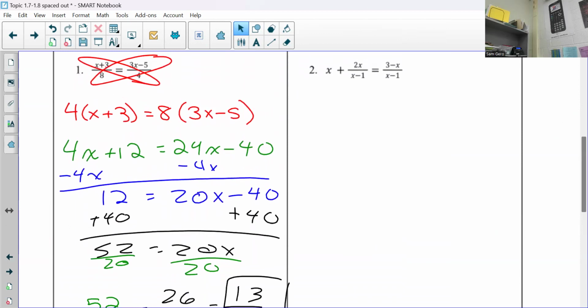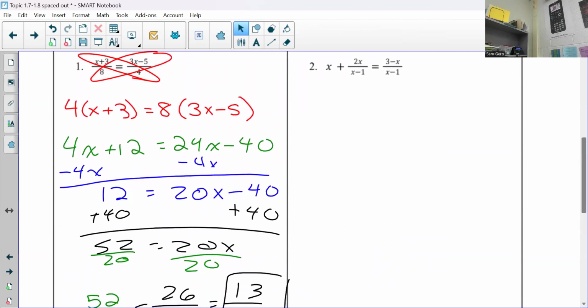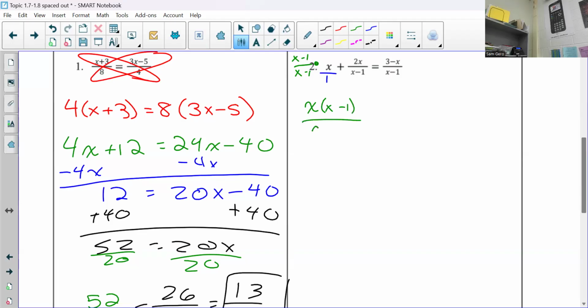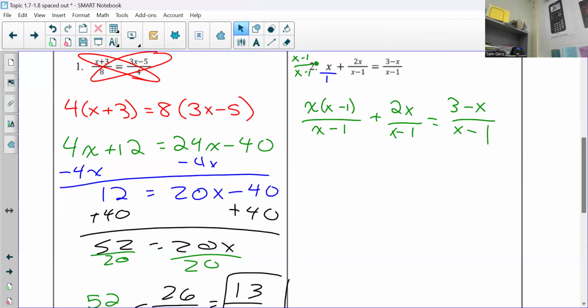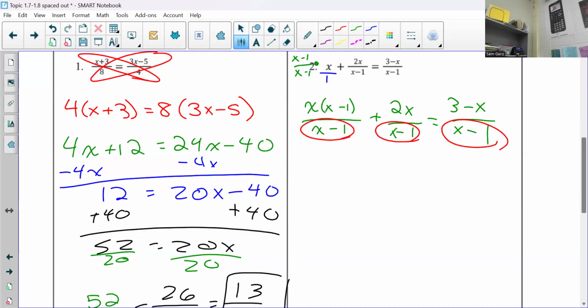So we're going to talk about those for number 2. For number 2, you have to have a common denominator. This is over 1, so you have to get a common denominator, which means I'm multiplying this by x minus 1 over x minus 1. So I'm going to have x times x minus 1 over x minus 1 plus 2x over x minus 1 equals 3 minus x over x minus 1. Once you have a common denominator, meaning all the denominators are exactly the same, I'm going to drop the denominator because I really want the numerators to be equal.